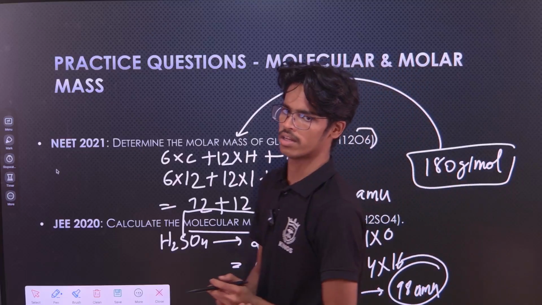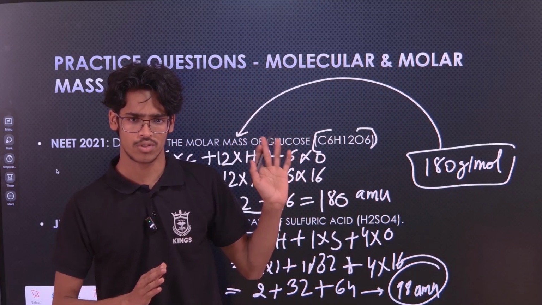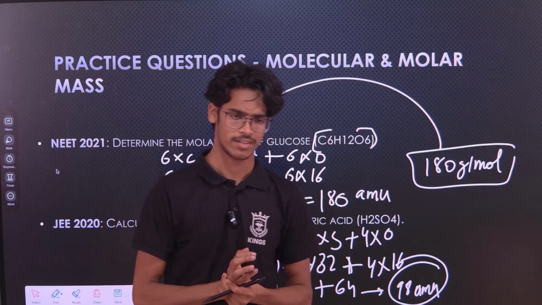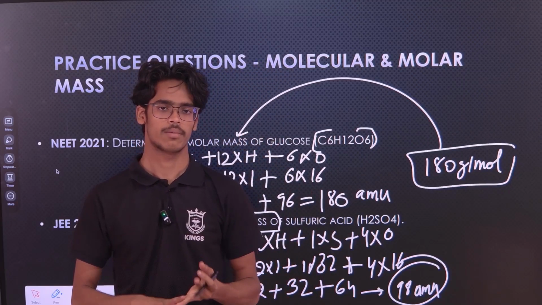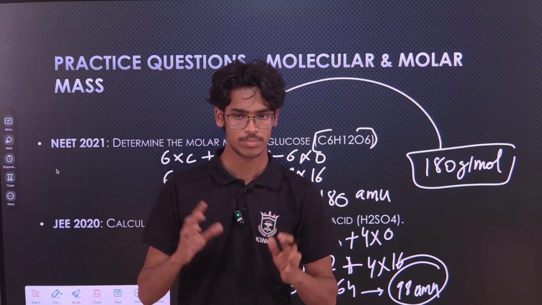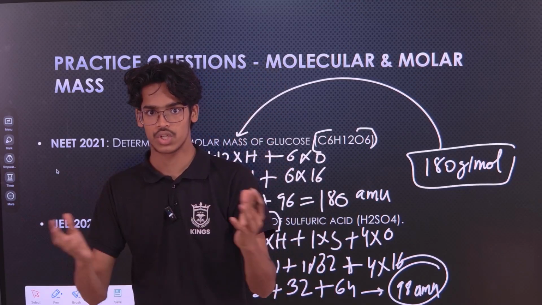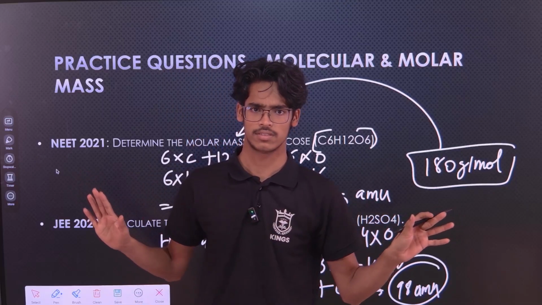I hope now you are clear with the definition of all those four particular things: atomic mass unit, molecular mass, molar mass and moles. I hope now you understand what a mole is. It is a collection of that number of particles of any substance, that is a mole.